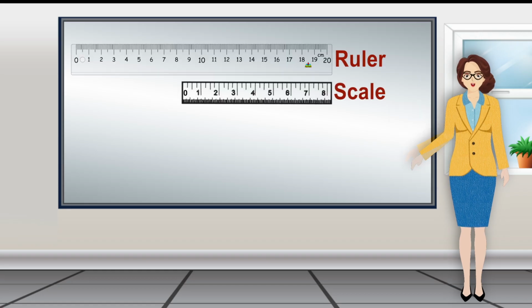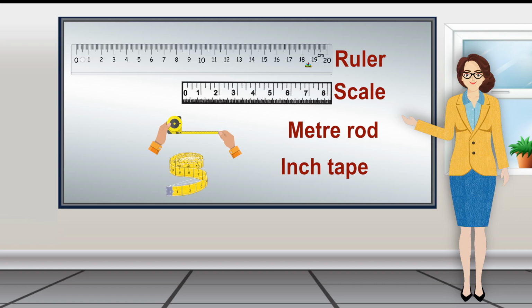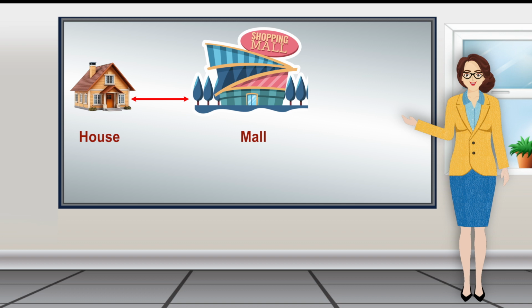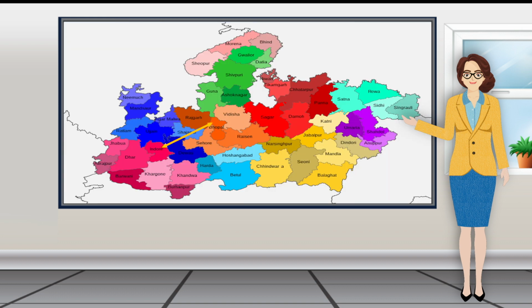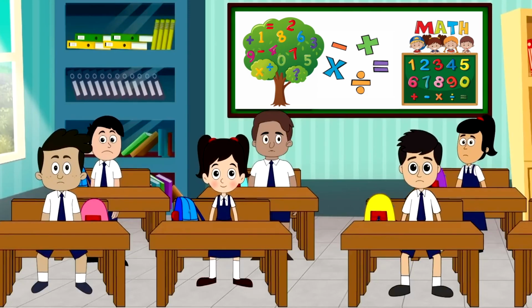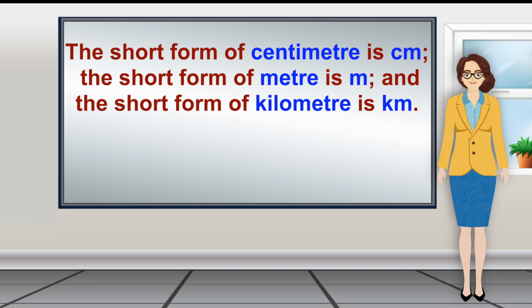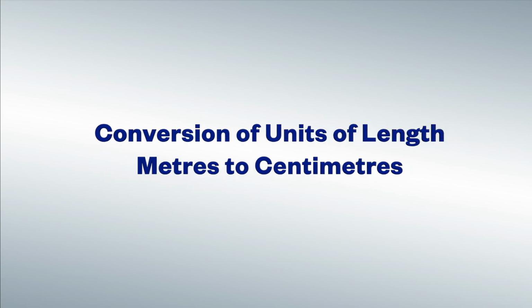A meter is the standard unit of length used to measure longer objects. We can measure the length of different things by using different tools like a ruler, scale, meter rod, and inch tape. To measure long distances such as distance from house to mall or railway station and distance between two cities, we use the unit kilometer. Remember, the short form of centimeter is cm, the short form of meter is m, and the short form of kilometer is km.